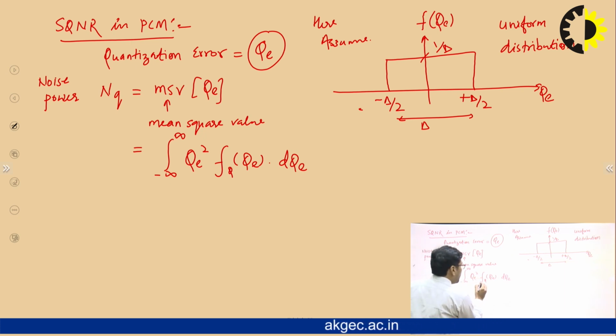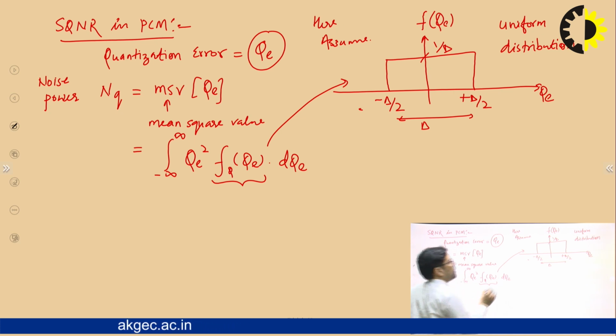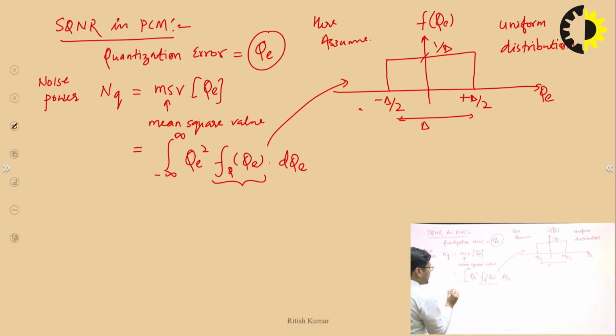Now this value of f of QE you can write from this PDF. And it lies in between minus delta by 2 to plus delta by 2. So this minus infinity to infinity is replaced by minus delta by 2 to plus delta by 2.